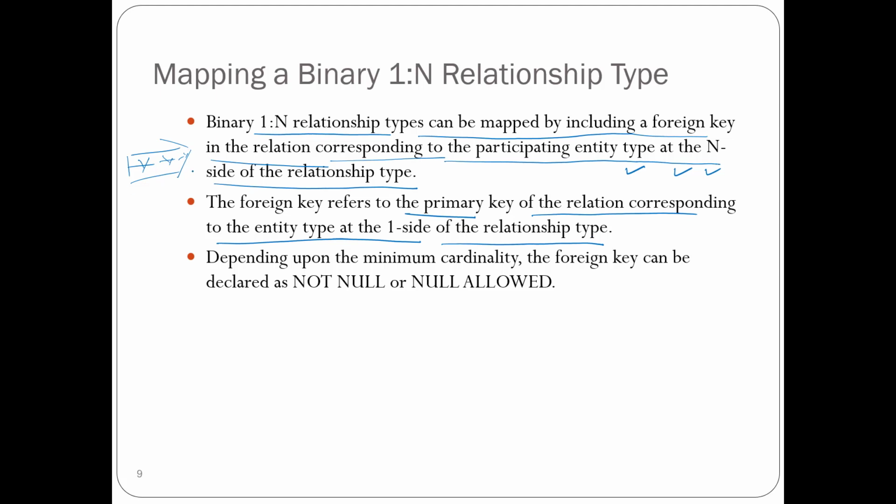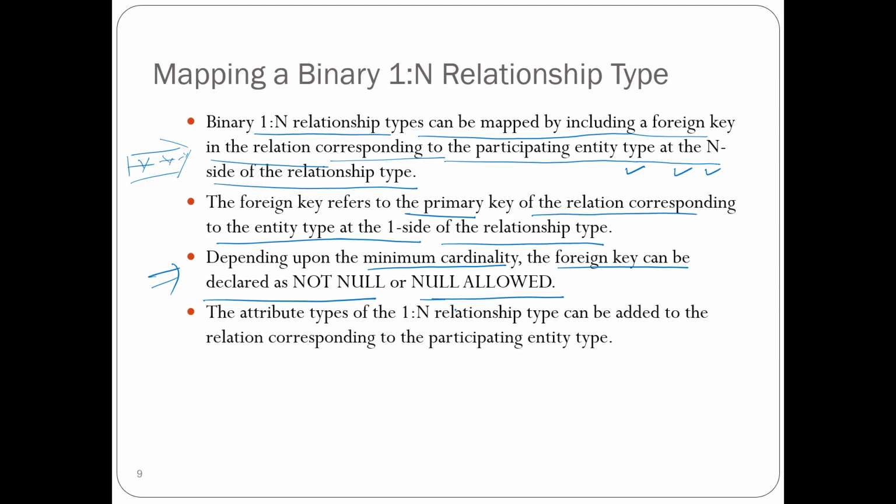Now it all depends on the kind of business rule that we have. So depending upon the minimum cardinality, the foreign key can be declared as not null or null allowed. So if the minimum cardinality is 1, then yeah, we'll have to make it not null. Otherwise, if the minimum cardinality is going to be 0, then yeah, null could be allowed.